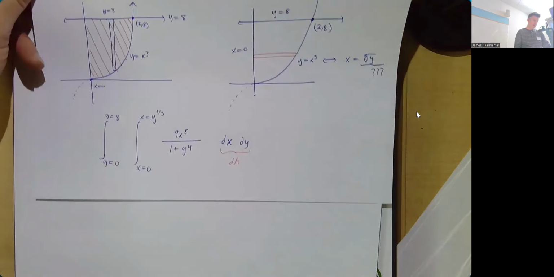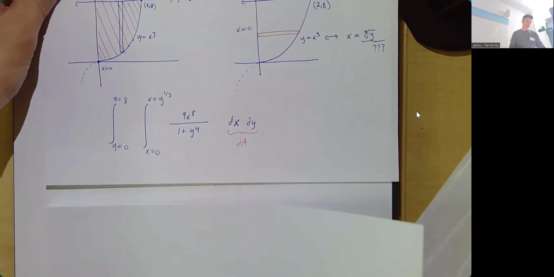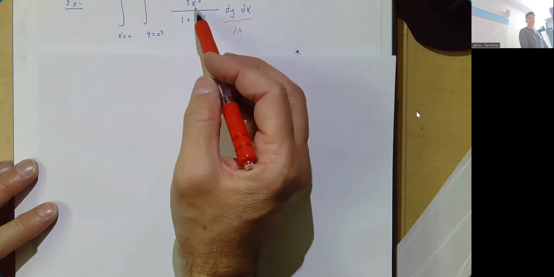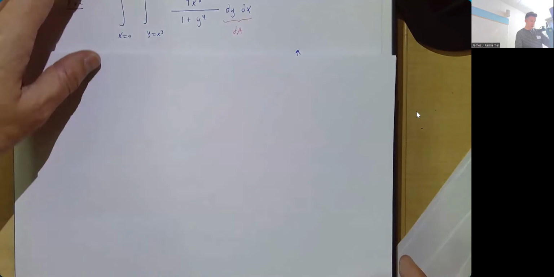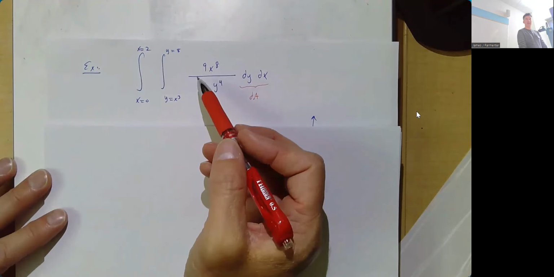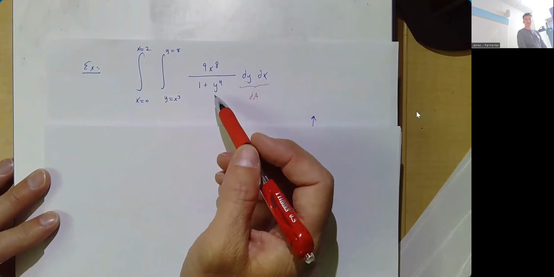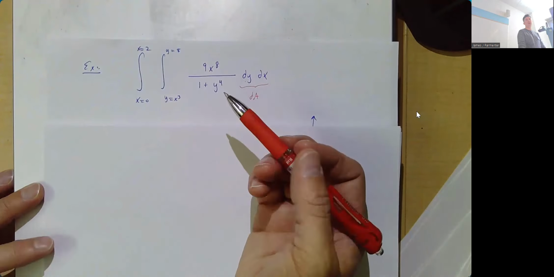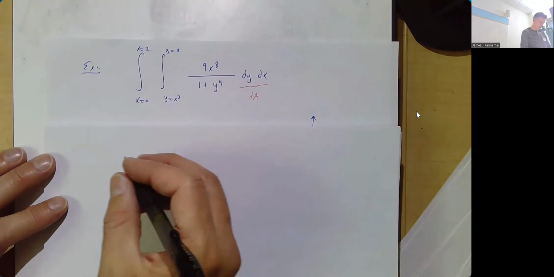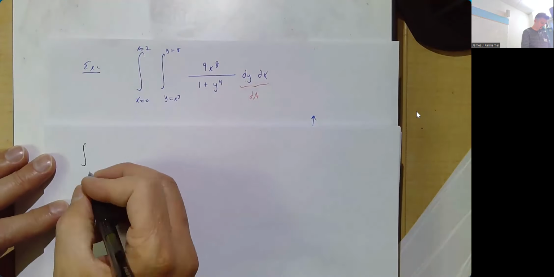Because the whole point of this is now, so I should back up just a tiny bit here. The point of this is that just like before, if I were to separate this into the 9x to the 8th, which is a constant as far as y is concerned, times 1/1 plus y to the 4th, 1/1 plus y to the 4th is also a function that cannot be instantly differentiated. At least not without a whole lot of, it's probably actually not possible. But switching the order of integration now makes things doable.